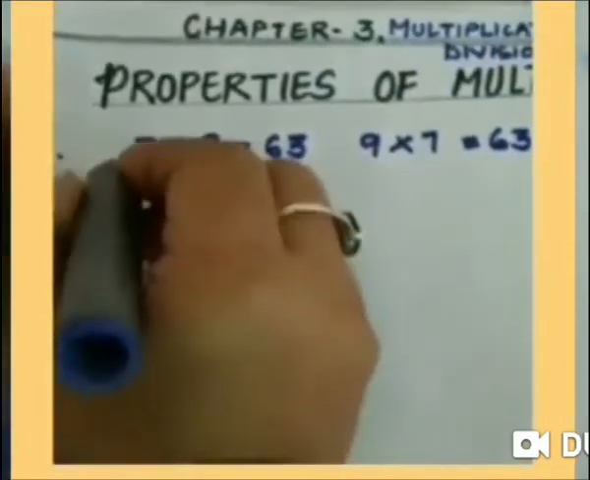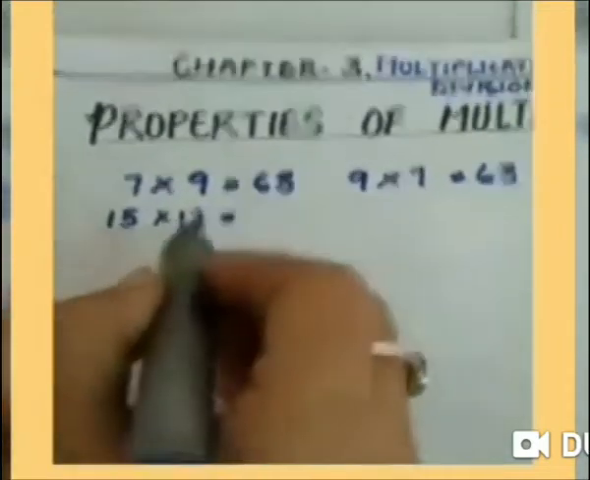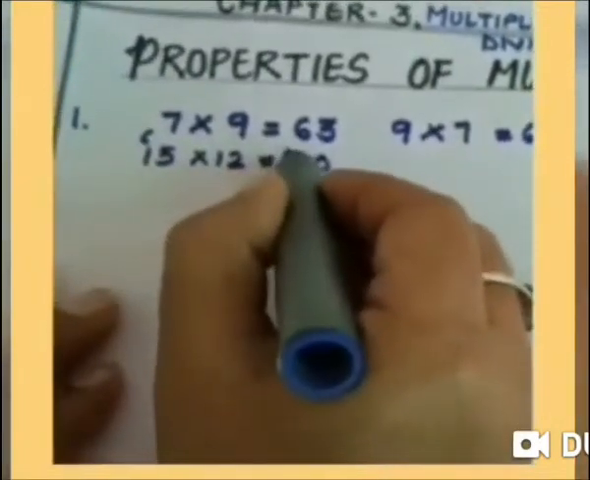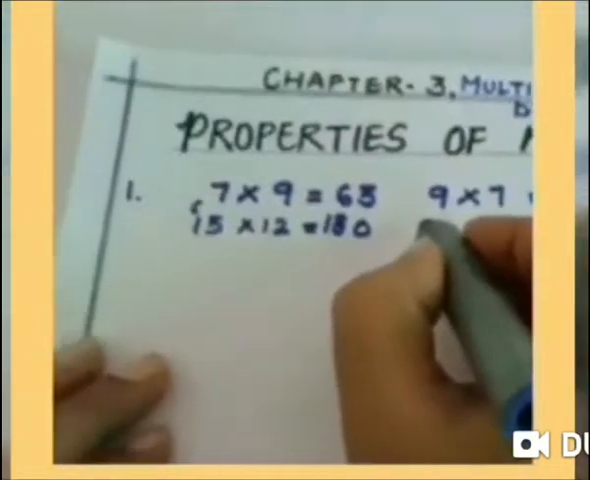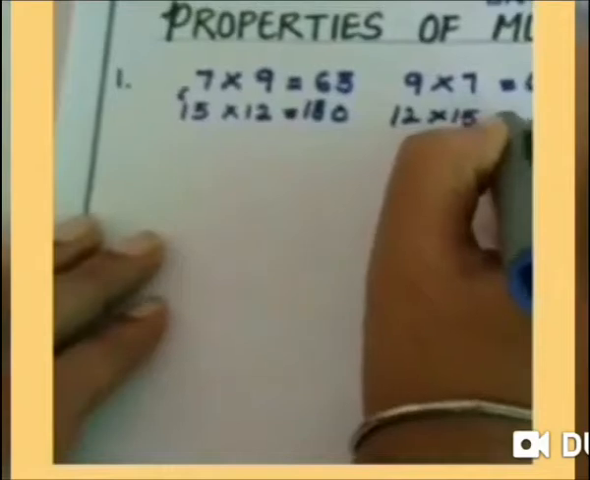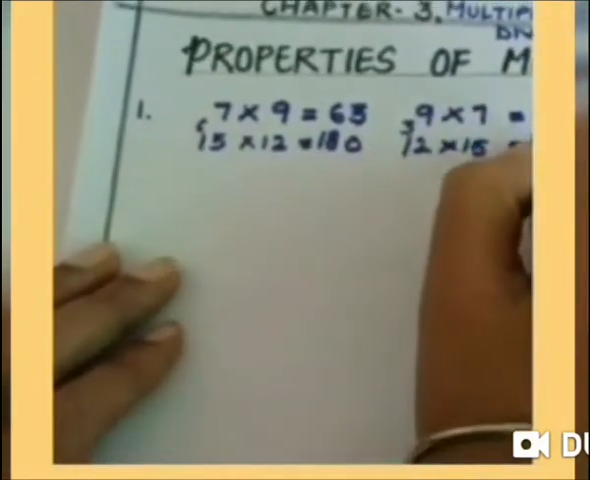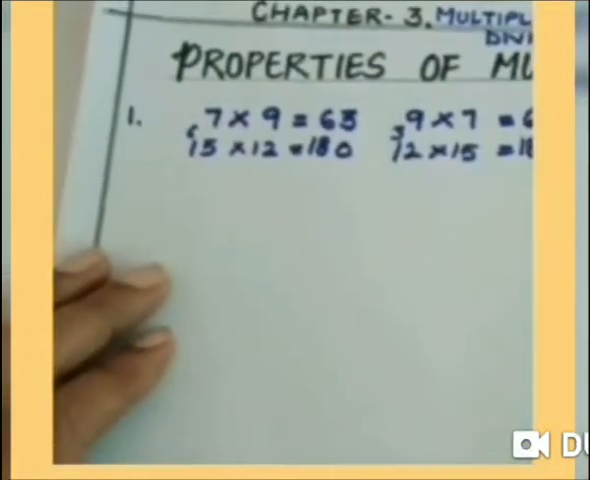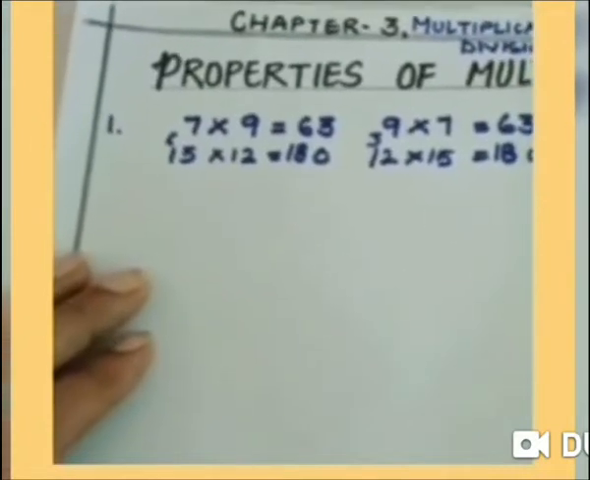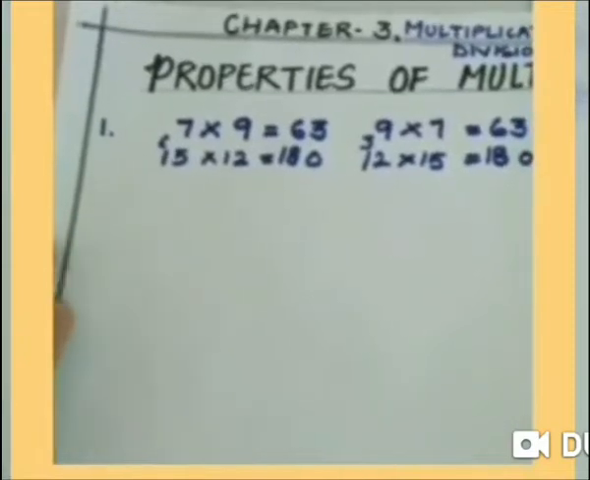What will be the product if I multiply 15 by 12? Now 12 5s are 60, 0 here, 6 carry, 12 1s are 12, 12 plus 6, 18. It becomes 180. And what will be the product if I multiply 12 by 15? Now 15 2s are 30, 0 here, 3 carry, 15 1s are 15, 15 plus 3, 18. Now you can see that in both the sums, when I change the order of the digits multiplied, the product remained unchanged. The product was still the same. Now this is the first property of multiplication.